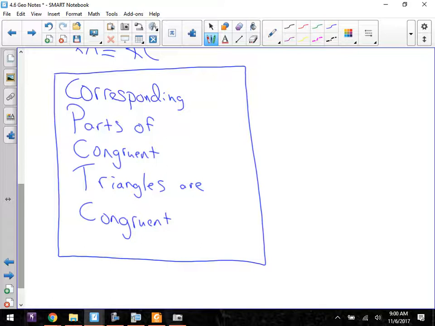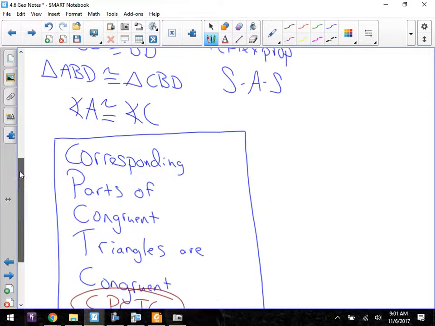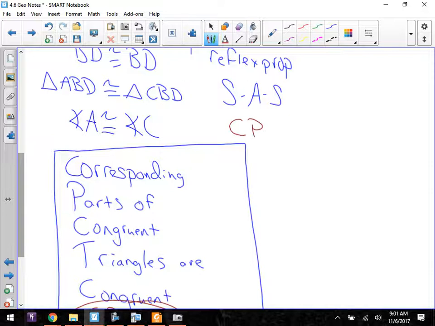Well, what happens now is that once you say that you have triangles that are congruent, you can then say all their corresponding parts are congruent. And that's where this thing comes in: corresponding parts of congruent triangles are congruent, which stands for CPCTC. We don't write this whole thing out all the time. We use what's called CPCTC, corresponding parts of congruent triangles are congruent.